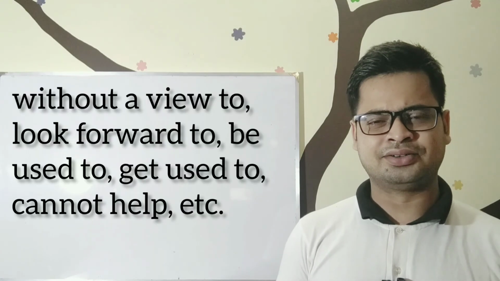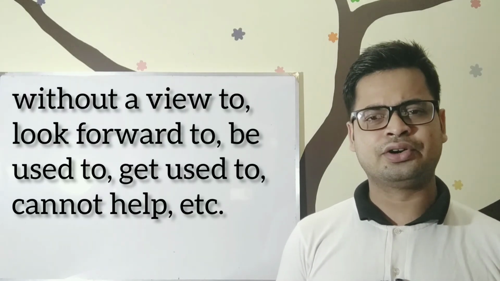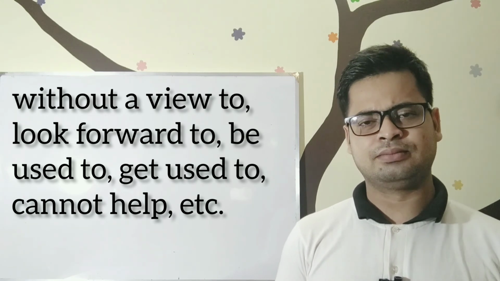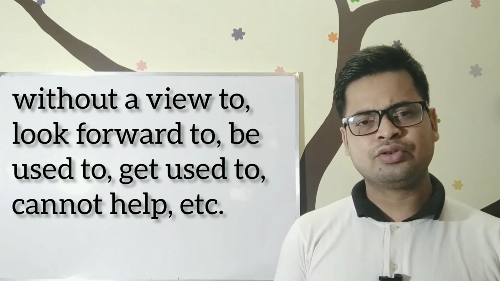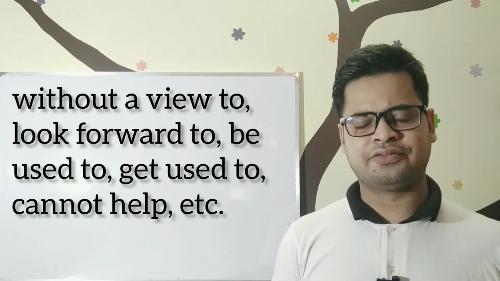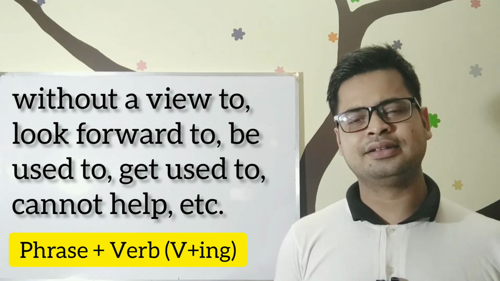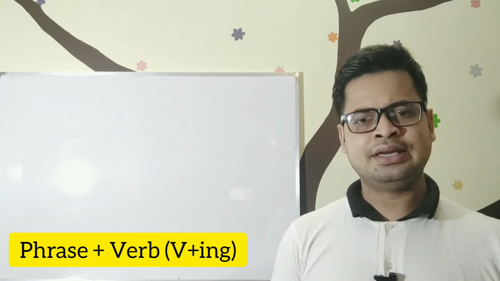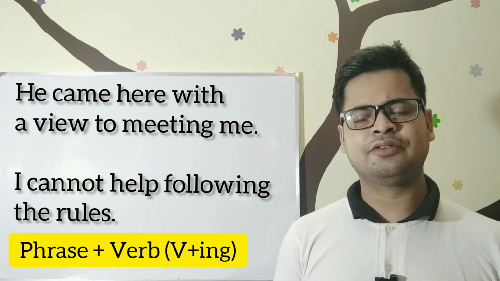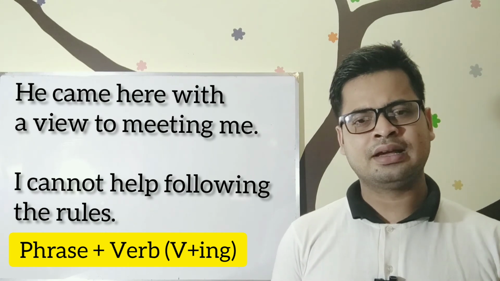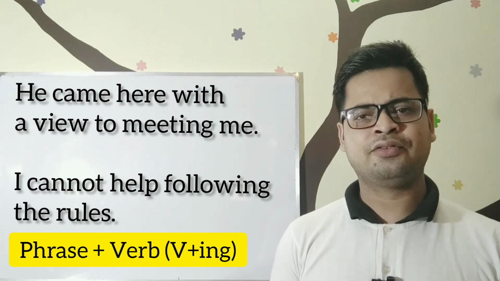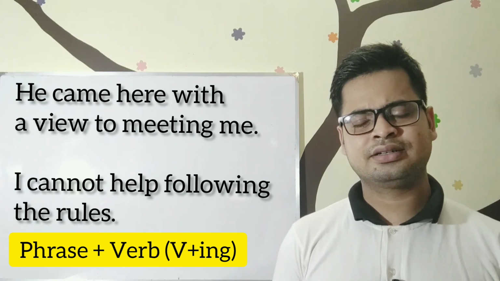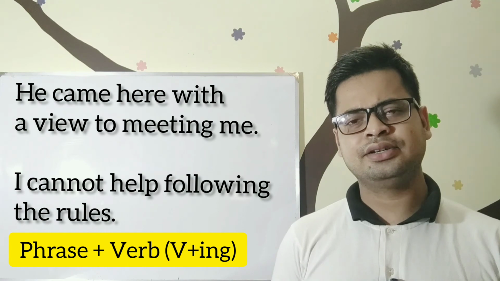Some phrases are with a view to, look forward to, be used to, get used to, cannot help. If you want to use verb after these phrases, you have to add ing with the verb. So for examples, he came here with a view to meeting me. I cannot help following the rules. Here you have found that I have added ing with the verb.